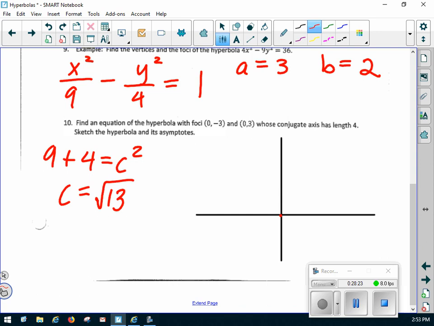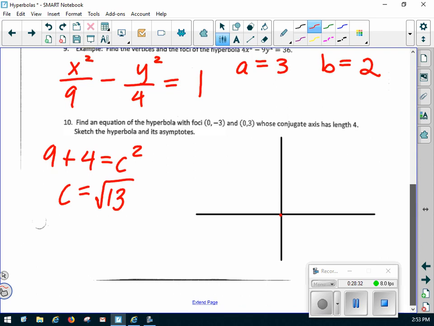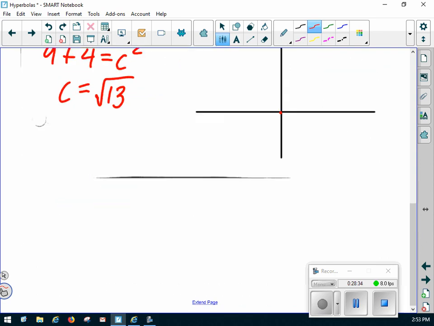Where are my vertices? How far? 3 both ways, right? 1, 2, 3. 1, 2, 3. There are my vertices. So my vertices are at there. You okay?